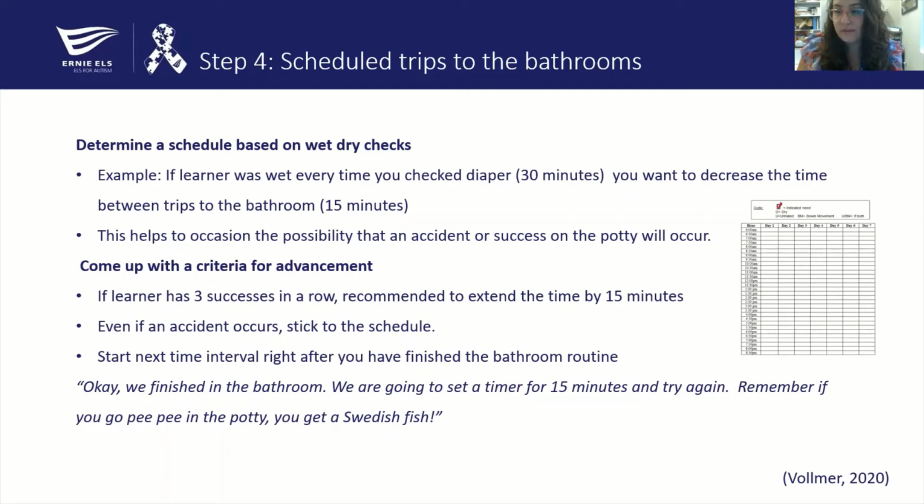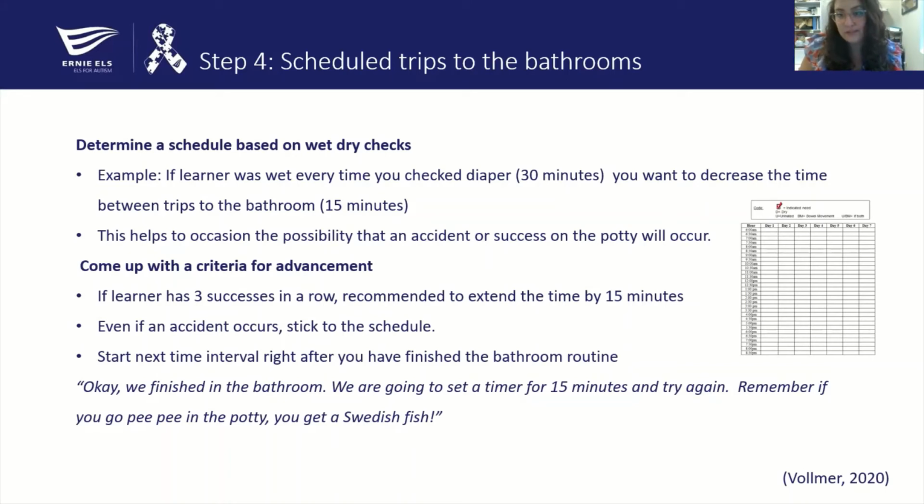Next, you want to come up with a criteria for advancement, or potentially moving a little bit backwards. If a learner has 3 successes in a row, meaning the 30-minute timer went off, you bring them to the potty, they eliminate, they get their reinforcer, amazing, and that happens again in another 30 minutes and again in another 30 minutes, then you're going to want to extend your time. You don't want to be going to the bathroom every 30 minutes, right? That's not always sustainable, and we want to increase our children's bladder ability. So you're going to want to extend by 15 to 20 minutes the 4th time you go.